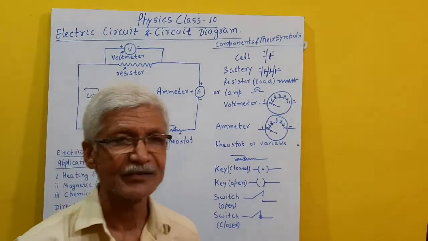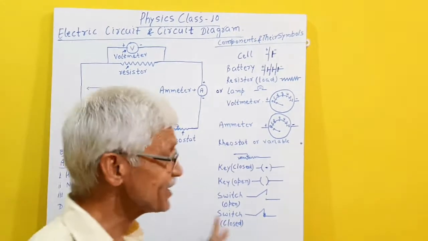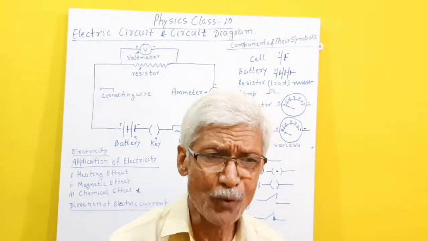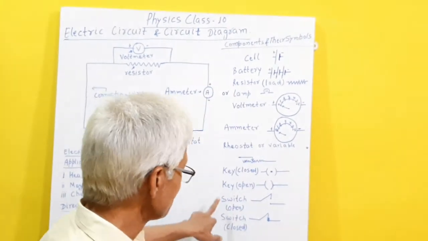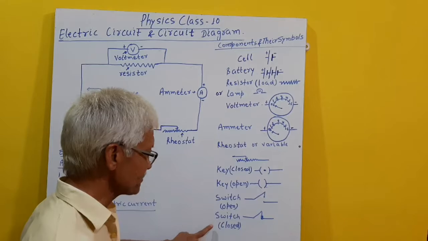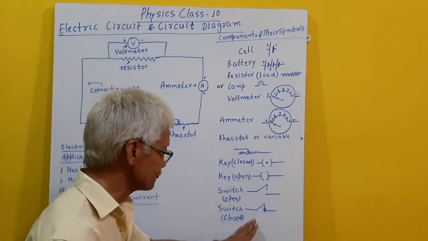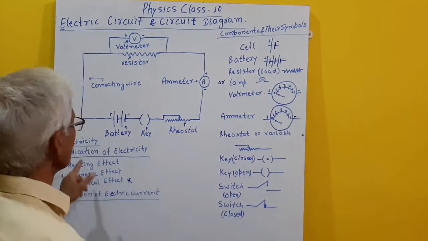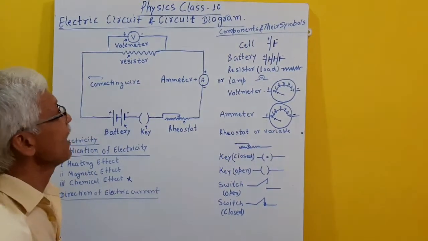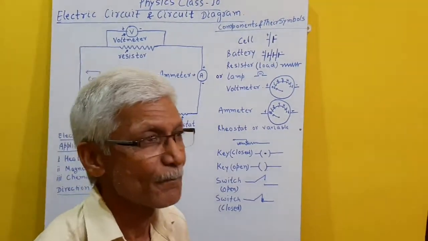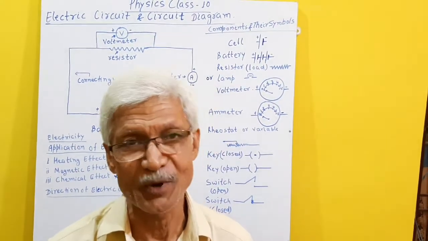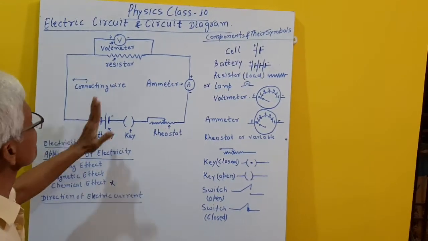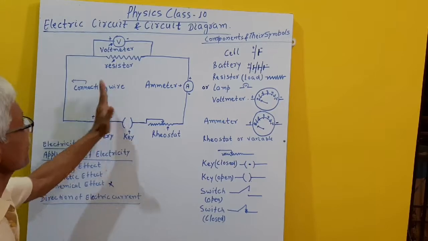In place of a key, sometimes switches are used. A switch is also used to open or close the circuit. This is the switch in the open form, this is the switch in the closed form. When the switch is closed, the current starts to flow in the circuit. All these components are connected to each other by a thick insulated copper wire, so they are known as connecting wires. So we have made a circuit diagram here.